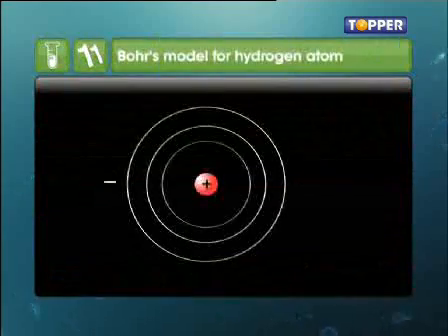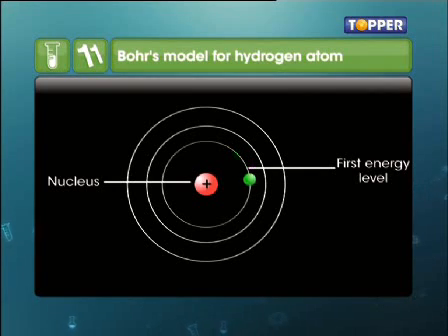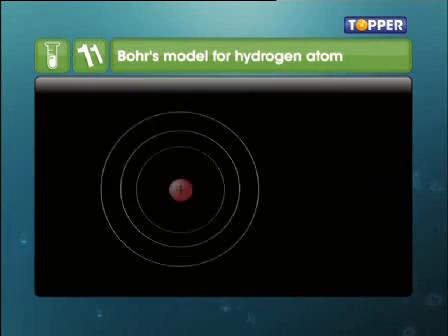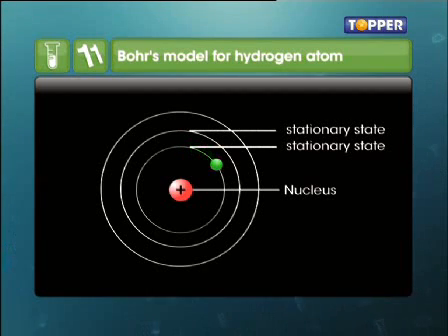Now, in order to explain the line spectrum of hydrogen, Niels Bohr proposed some postulates. According to Bohr, an electron in the hydrogen atom can move around the nucleus in a circular path of fixed radius and energy. These paths are called orbits or energy levels. These orbits are arranged concentrically around the nucleus. Now, as long as an electron remains in a particular orbit, it does not lose or gain energy and its energy remains constant. That is why these orbits are also called stationary states.